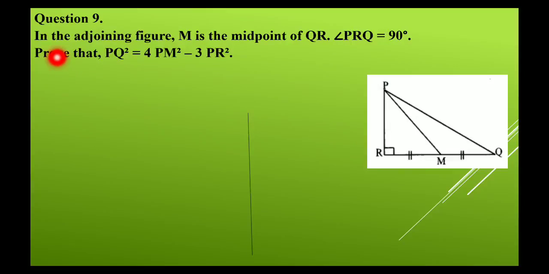Question number 9. In the adjoining figure, M is the midpoint of side QR. I have a side QR here where M is the midpoint. Angle PRQ is equal to 90 degree. Prove that PQ square is equal to 4 times PM square minus 3 times PR square. Again, what we have to prove? PQ square is equal to 4 times of PM square minus 3 times of PR square.